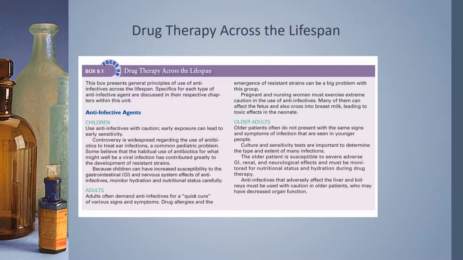Also, your older adult is at higher risk for more adverse reactions, including GI, renal, and neurological effects. We also need to follow them much more closely for their nutrition and hydration when they're taking medication therapy, as it relates to adverse effects and side effects, because older adults very well may not have the liver and kidney function to metabolize and excrete medications in the same way that other adults and younger folks do.